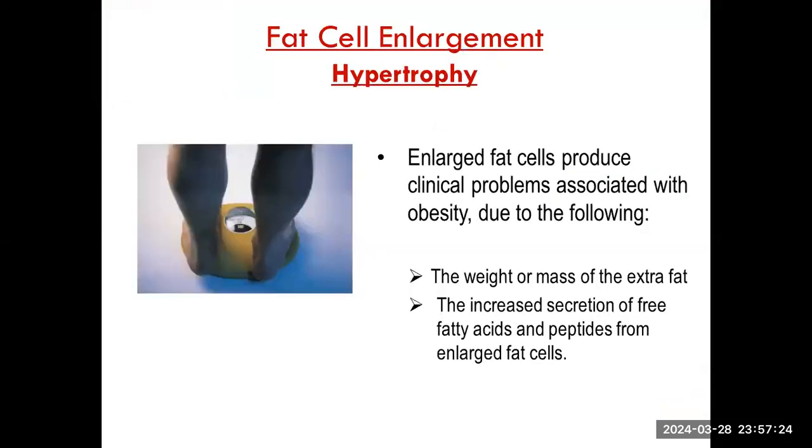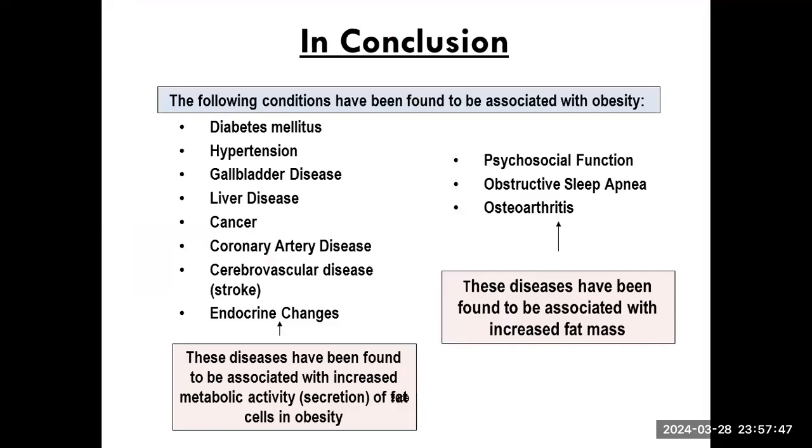Fat cell enlargement, hypertrophy. Enlarged fat cells produce clinical problems associated with obesity due to the following: the weight or mass of the extra fat, and the increased secretion of free fatty acids and peptides from enlarged fat cells. Finally, in conclusion, these conditions have been found to be associated with obesity.